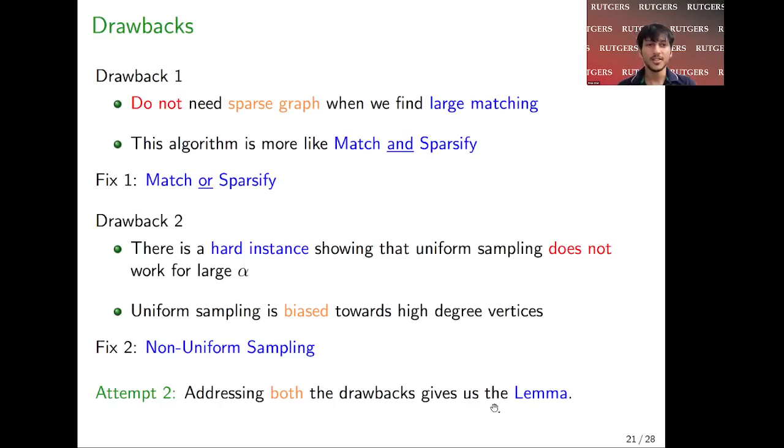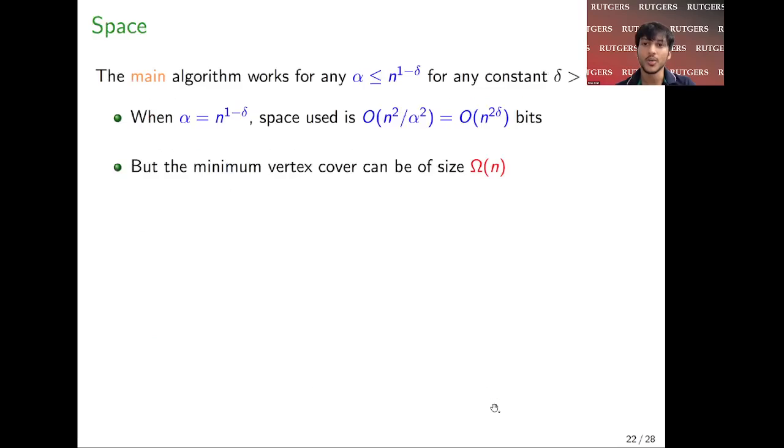Great. So now there's this small thing I want to talk about, which is the space, right? So note that we're completely done with the algorithm, but something weird is happening with the space. If alpha is super large, is n to the 1 minus delta, then the space used is just n to the 2 delta bits. And if you think of delta as some small constant like 0.1, this is like n to the 0.2 bits. But how do you even output the vertex cover, right, in just n to the 0.2 bits, because the vertex cover could be of size omega n. Just writing down the vertex cover will take more space than you have available. So what are you going to do?